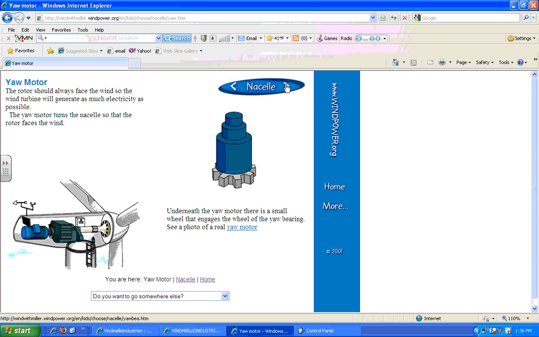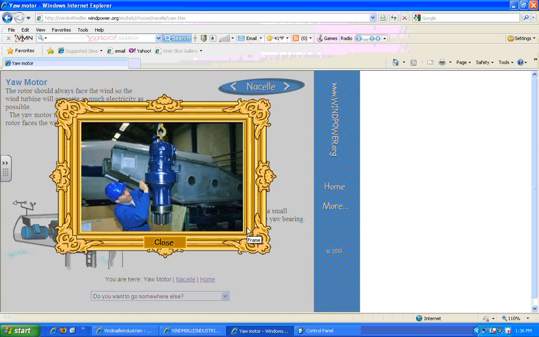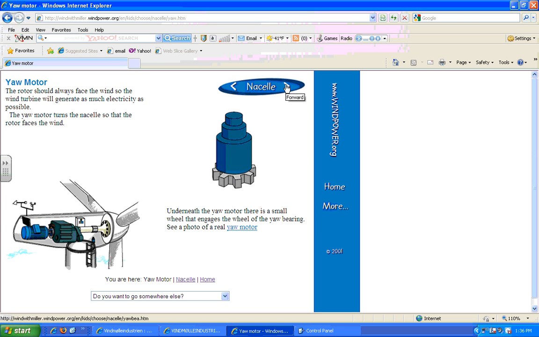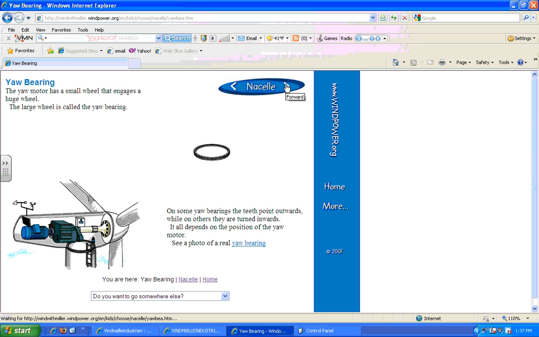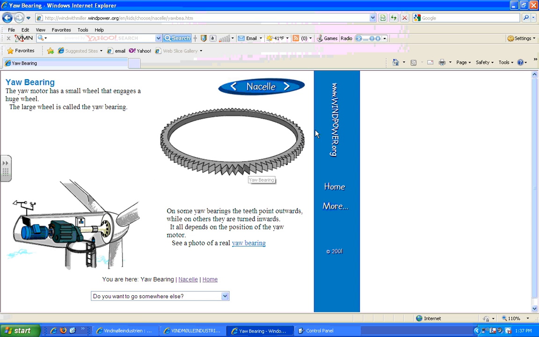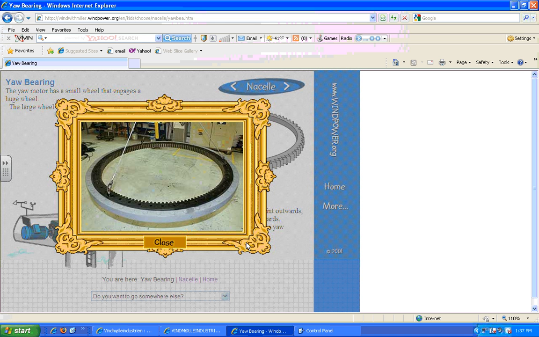The yaw motor. Yaw is the rotation of the turbine on its axis to keep it pointed into the wind. See, we get some actual yaw motor there. Powerful motor with a big old gear on the bottom there that's going to mesh with the gear on the nacelle. And this is going to be the, well, they call it a bearing. I guess it is a bearing, but I would think of it as a gear that the yaw motor connects to. So we can look at a real one while we're at it. This one, it looks like the teeth are on the inside.